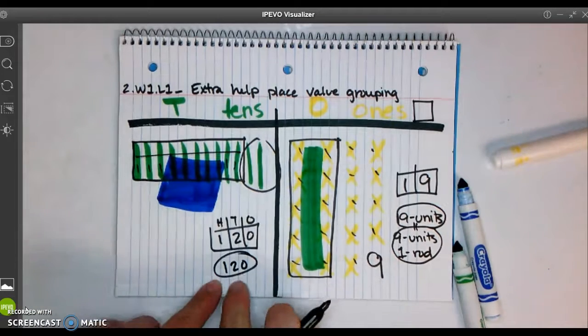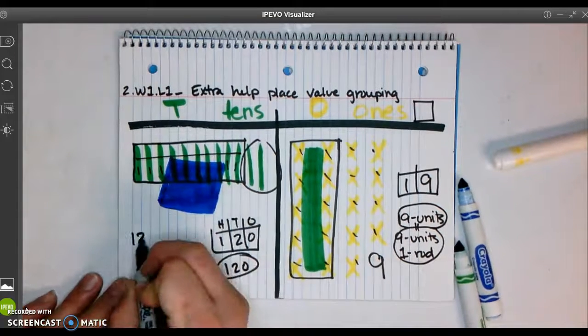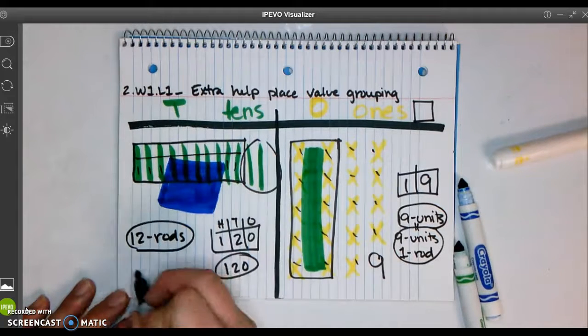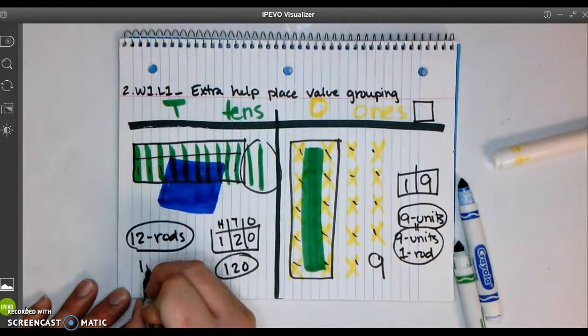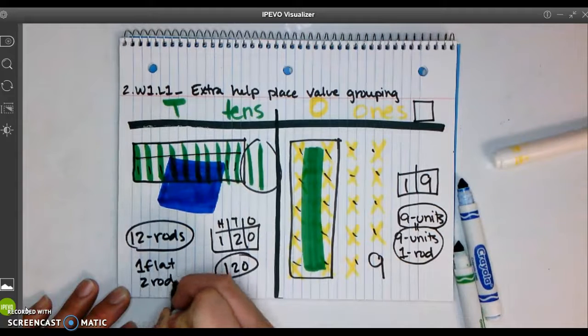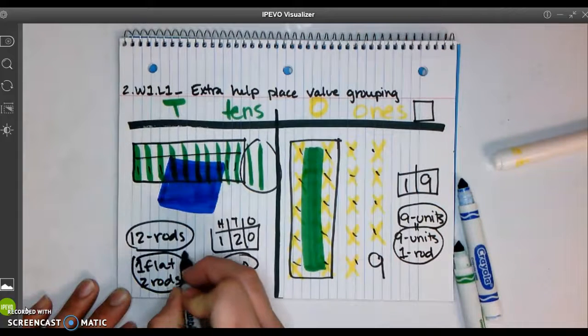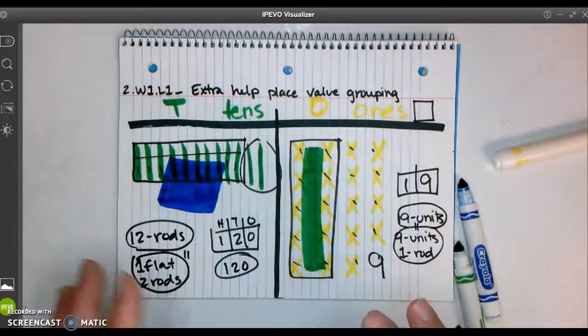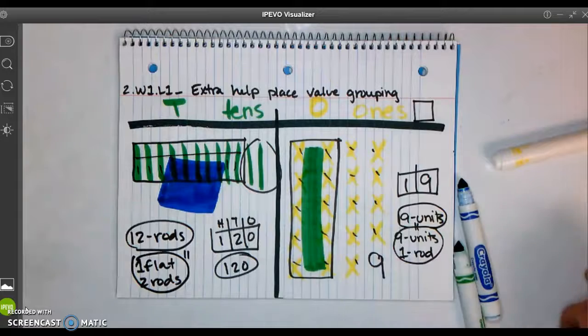So for making 120, we can use 12 rods, or we can use 1 flat and 2 rods. The values of these are the same. We're just showing them, representing them in various ways. We can use these for lots of different numbers, but use this to help you on your homework and your independent activities this week.